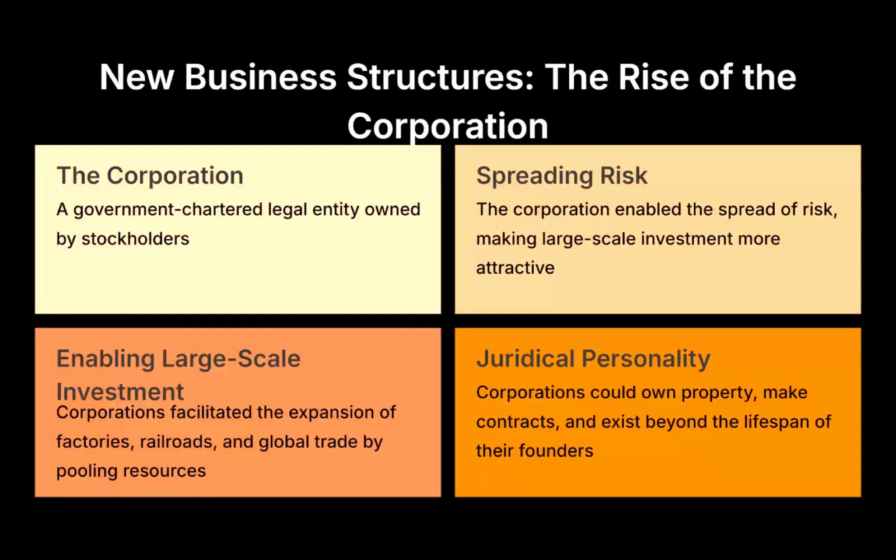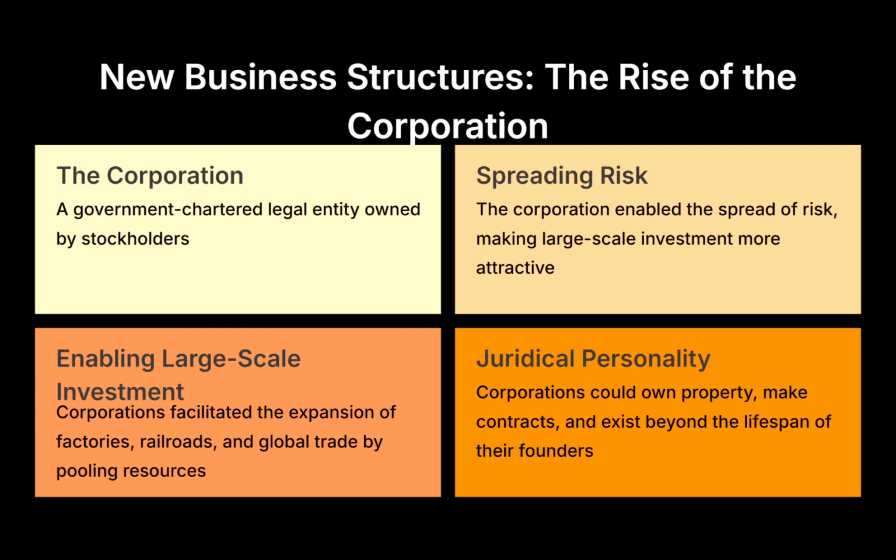Industrial projects were expensive and risky. No single merchant could easily fund railroads, fund steel mills, or create shipping fleets. The solution was the corporation. A corporation was a government-chartered legal entity owned by stockholders, individuals who purchased shares. Investors could earn dividends when companies made profits, but their losses were limited to what they invested, a principle known as limited liability. This innovation transformed capitalism.